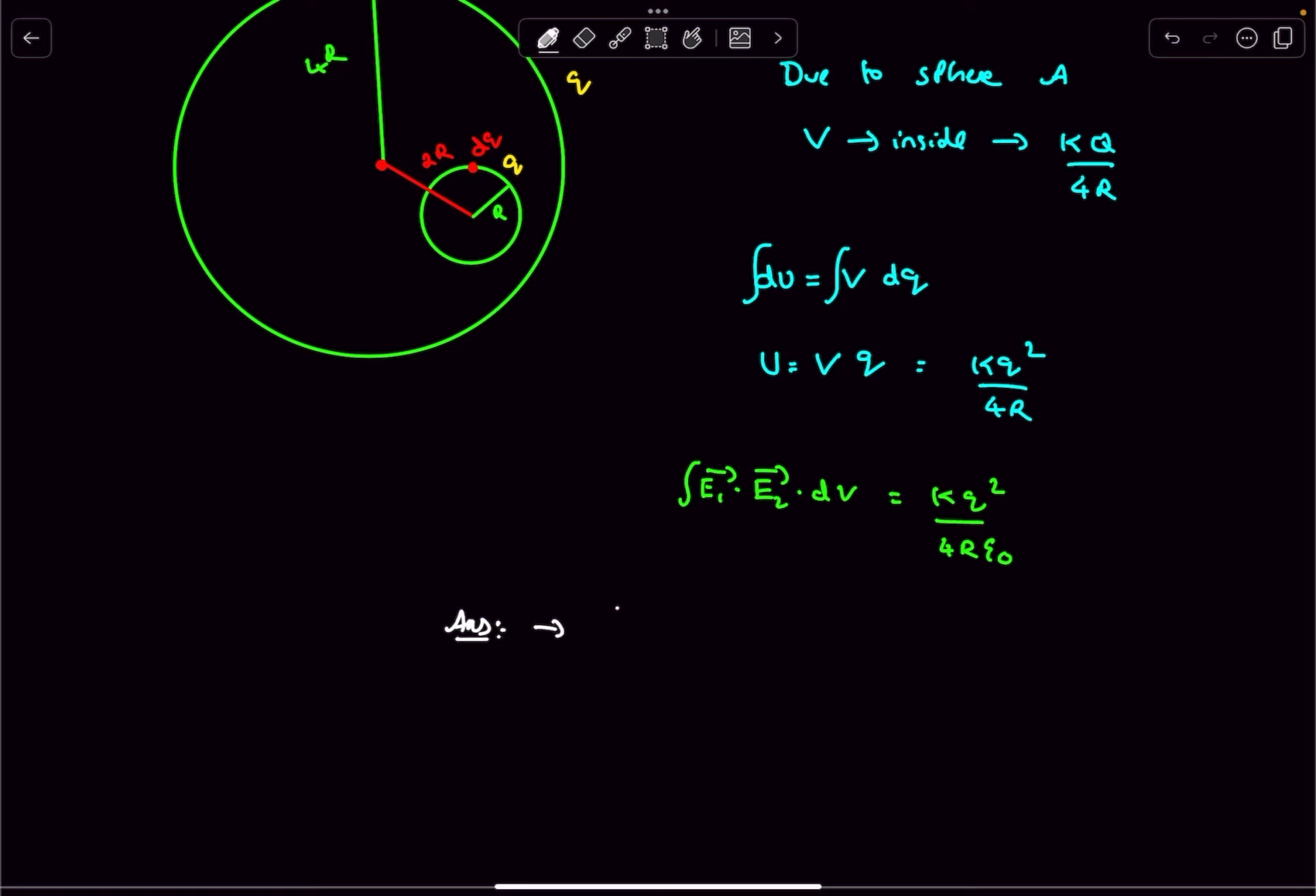Okay, so the answer will be kq square divided by r epsilon naught divided by kq square divided by 4r epsilon naught, and this will just give you the answer as 4. So now let's move on to the next question.